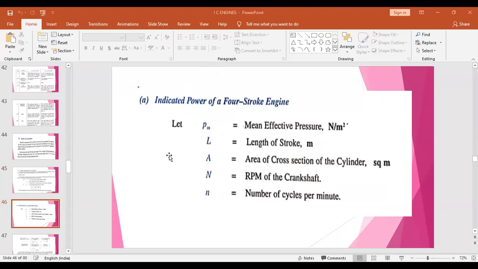Next, all of you observe here the indicated power in case of four-stroke engine. How do you calculate the indicated power in case of four-stroke engine? PM is the mean effective pressure, that's in newtons per meter square, L is the length of the stroke, that is in meters, A is the area of cross section of the cylinder, that is in square meter, and N is the RPM of the crankshaft. Lowercase n is the number of cycles per minute.